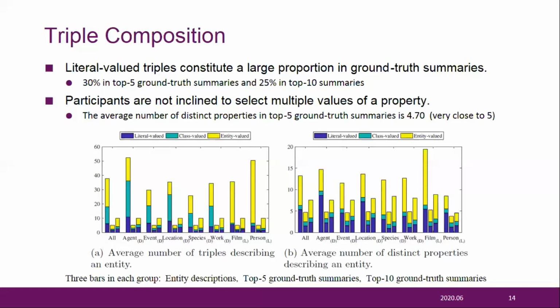The figure on the right presents the statistics in terms of distinct properties. We found that the average number of distinct properties in top 5 ground truth summaries is 4.7, which is very close to the size of top 5 summary, indicating that the participants are not inclined to select multiple values of a property. Existing anti-summarizers that prefer diverse properties may exhibit good performance.